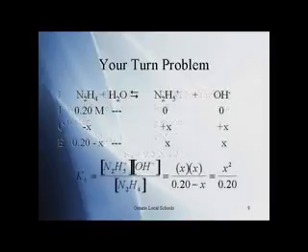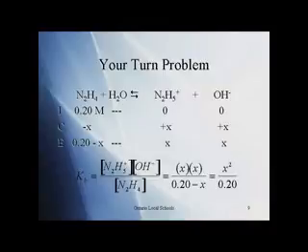Welcome back. Let's see how you did here. We set up the ICE chart first, so we have our molar concentration of hydrazine, N2H4, to start, 0.2 moles per liter. Our N2H5 plus is 0 to start, and our hydroxide ion we consider 0 to start as well. Our change is minus X for the hydrazine, plus X and plus X for the N2H5 plus and the hydroxide ions. And so at equilibrium we have 0.2 minus X for the hydrazine, X and X for the N2H5 plus and OH minus.